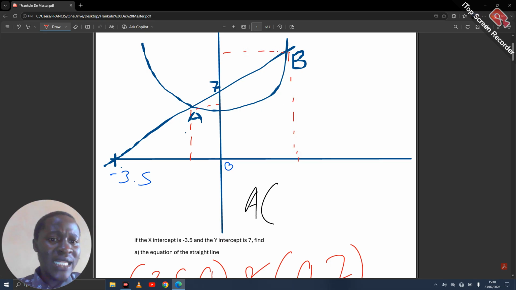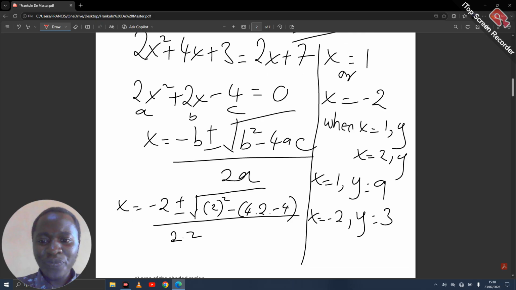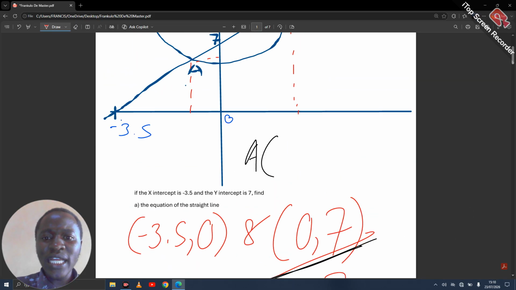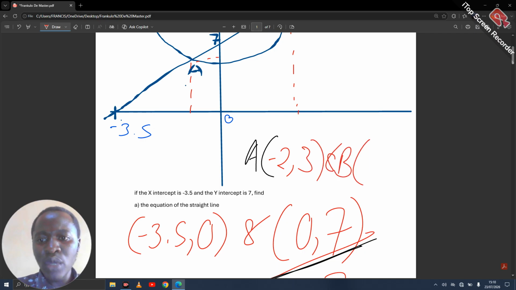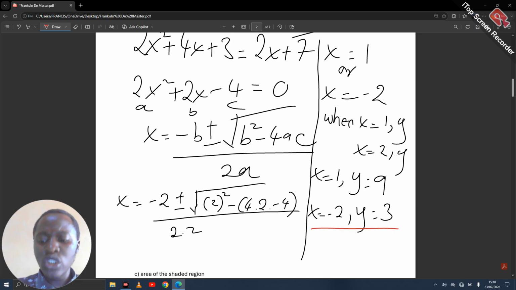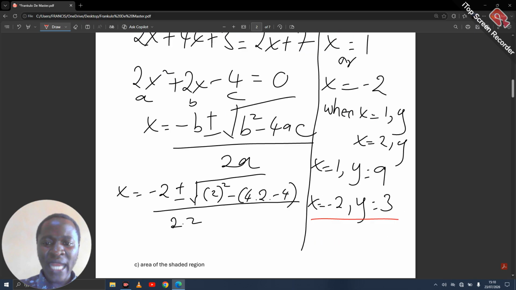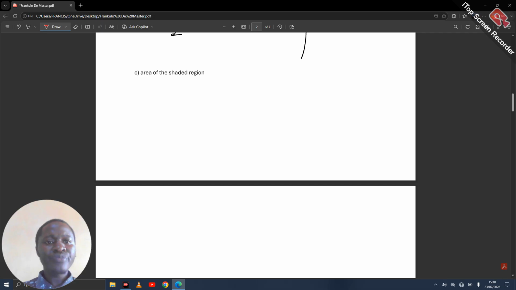Now, if you look at A, on the x-axis it must be negative, and on the y-axis positive. So A could be this other one, minus 2, 3. So coordinate A will be minus 2, 3. And B will obviously be the remaining one, that is 1, 9. So that is the coordinates of A and B.